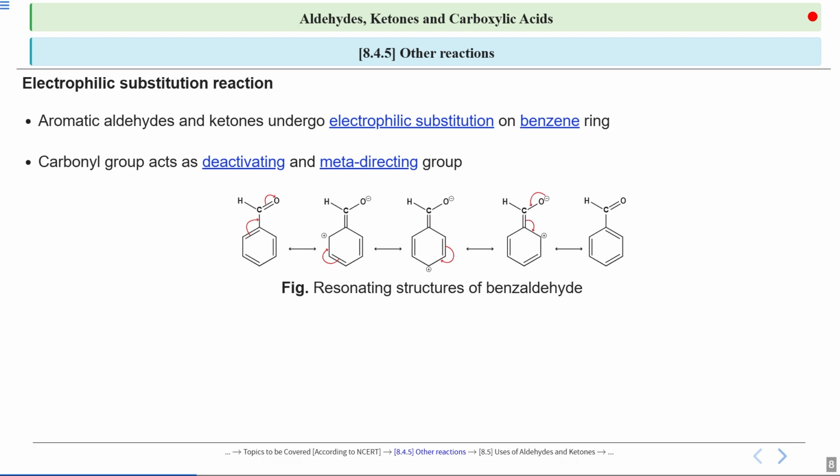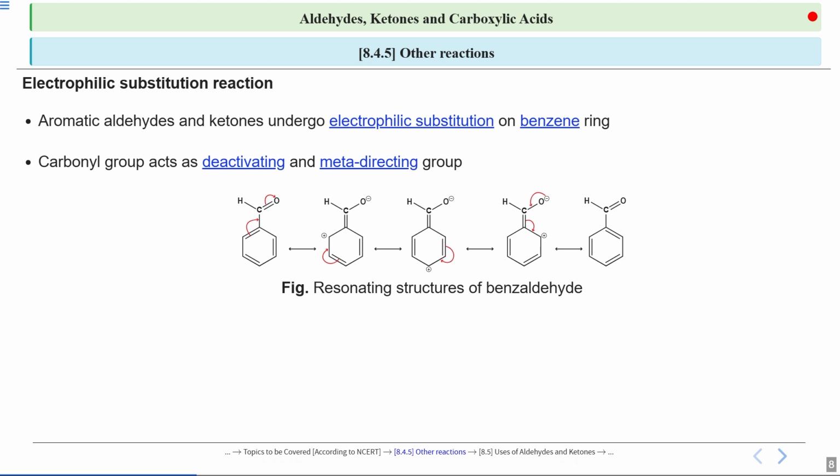Now, if you look at these resonating structures, you will see that this carbonyl group withdraws the electron density from the ring. This withdrawal of electron density from the ring is more pronounced at the ortho and para positions. If you look at these resonating structures, you will see the plus charge on the ortho and para positions. So this makes it less reactive towards electrophiles, because electrophiles are already in need of electrons. Electrophiles love to attack nucleophiles where they can get electron density.